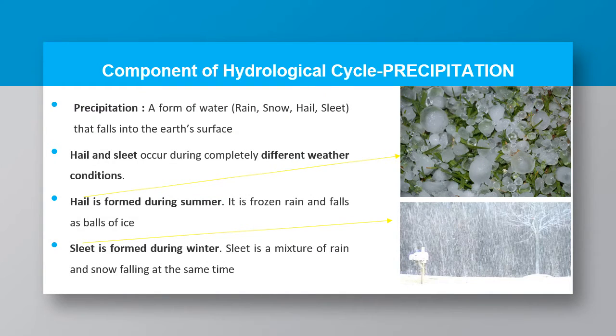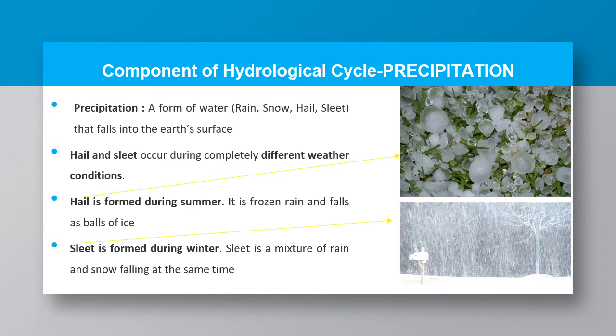So let us discuss the first component of the hydrological cycle, that is precipitation. Precipitation is nothing but a form of water, be it rain, snow, hail, or sleet, that falls onto the earth's surface. In India, generally we would talk about rain, snow and hail. All of you, I think, know what rain is. And snow is not very common in India except in colder climates like Sikkim, Himachal Pradesh and all.